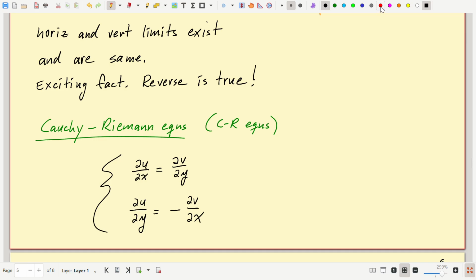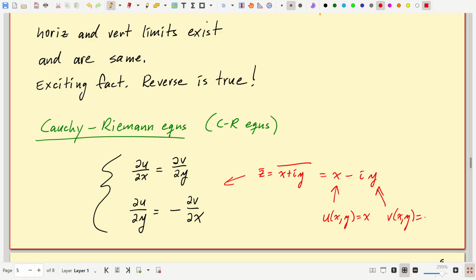So if I write z bar, that would be x minus iy. That's x plus iy, bar, which is x minus iy. We see that u of x,y is x, and we see that v of x,y is minus y. That doesn't satisfy those equations.